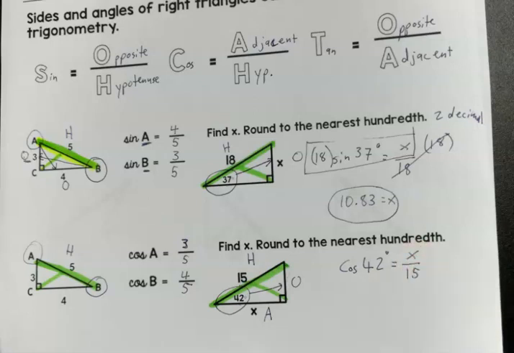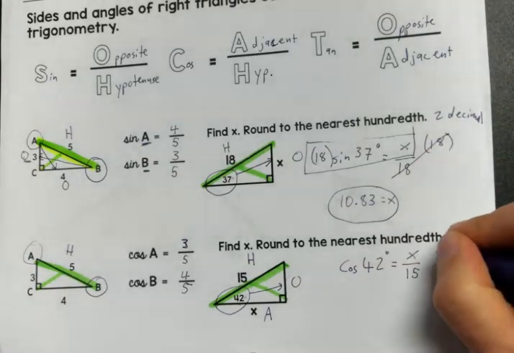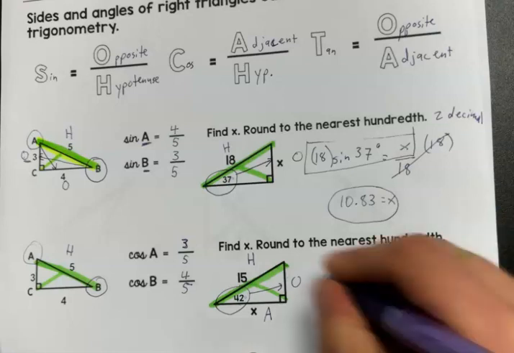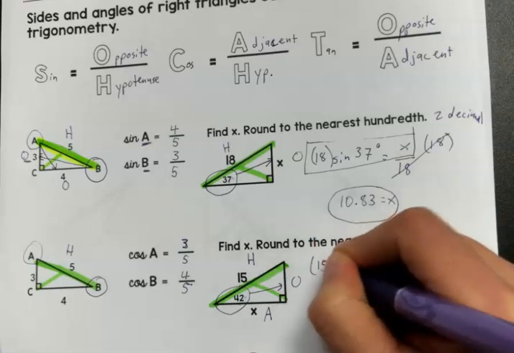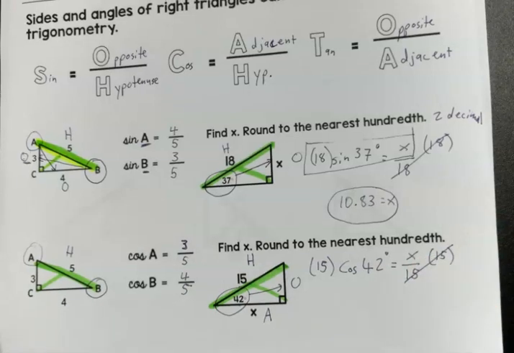Now, I want to just get x by itself. So just the same how we did up here with sine, x over 18. How did we get rid of the 18? Well, we multiplied both sides by 18. So we're going to multiply both sides by 15. That gets rid of that 15 on the bottom. So now we have just the x by itself.